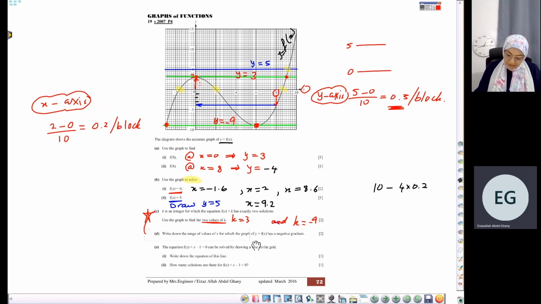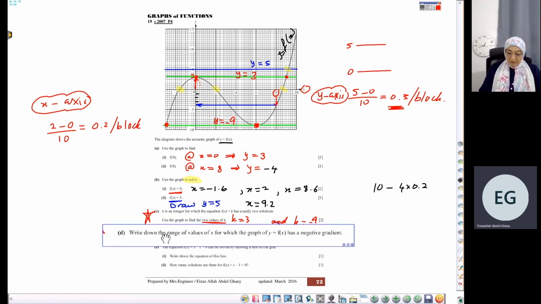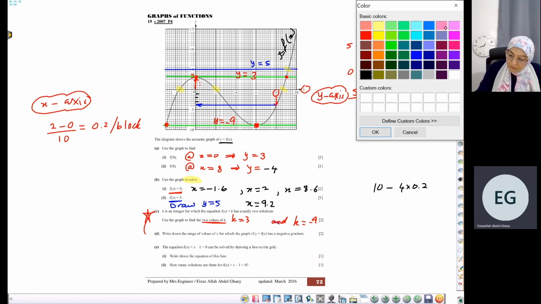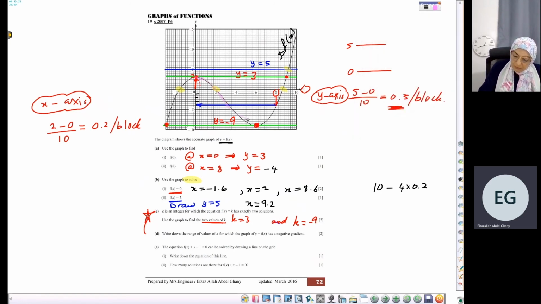Now, question number D, part D. Write down the range. Range means what? We said it, inequality. Write down the range of values of x for which the graph of y equals f of x has a negative gradient. This is a repeated question. Negative gradient, it is this pink highlighted ramp. This pink highlighted ramp shows the sliding down part. Can you see this part? Okay. What is the range of values of x?